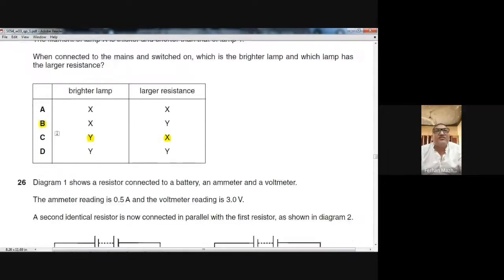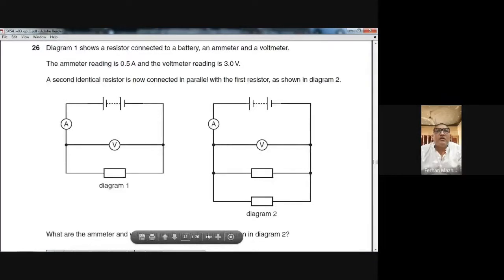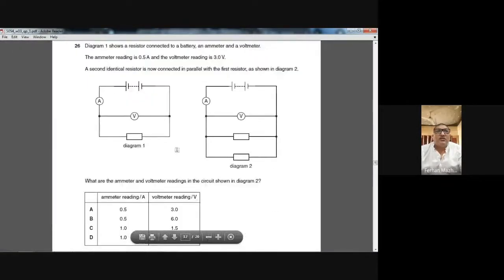The next question is coming on your screen. Diagram 1 shows a resistor connected to a battery, an ammeter, and a voltmeter. The ammeter reading is 0.5 ampere and the voltmeter reading is 3 volt. A second identical resistor is now connected in parallel with the first resistor as shown in diagram number 2. What are the ammeter and the voltmeter readings in the circuit shown in diagram 2? From diagram number 1, I know the voltmeter reading is 3 volt, and the current coming from the battery is 0.5 ampere.